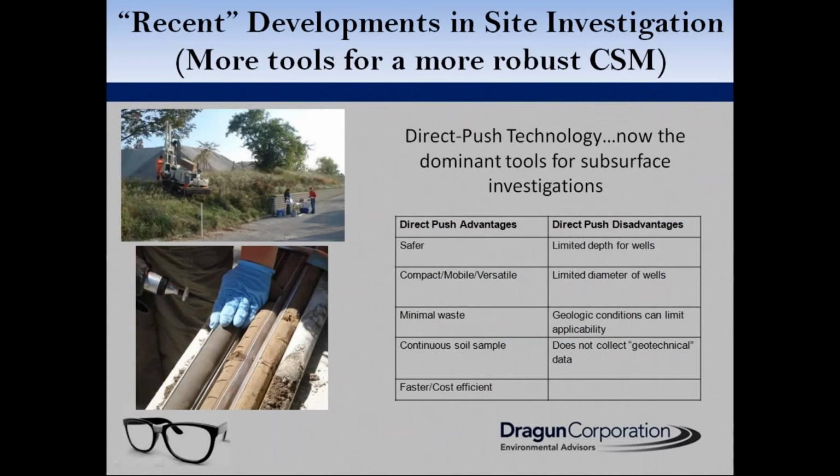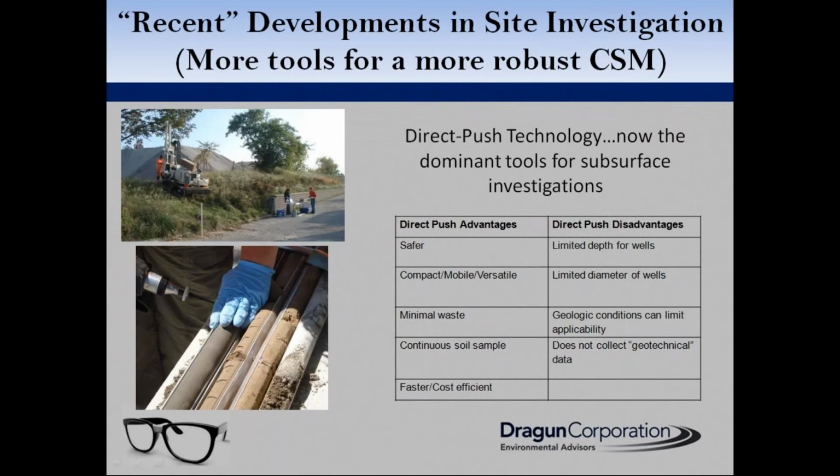So how would we go about examining the geological conditions on a site? In the last 20 years, the use of direct push technology has gone from very few people knowing about it 20 or 25 years ago to now being the most predominant tool used for subsurface investigations, particularly on environmental projects. And what are the main reasons for that? Well, it's certainly safer than the older drill rigs. It's compact, it's mobile, it's versatile. We can get into a lot of situations.